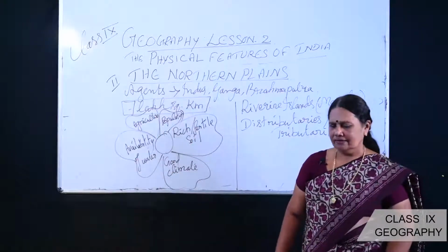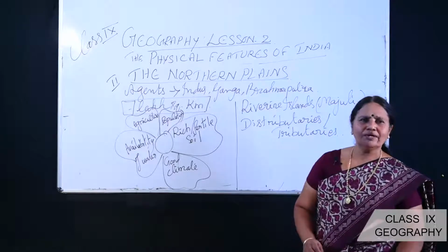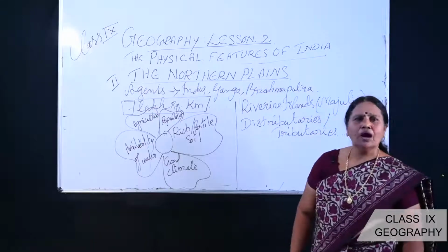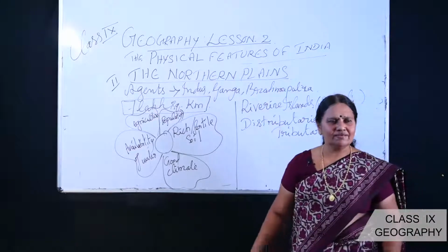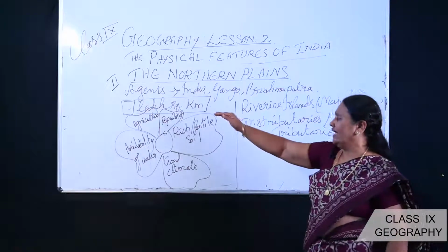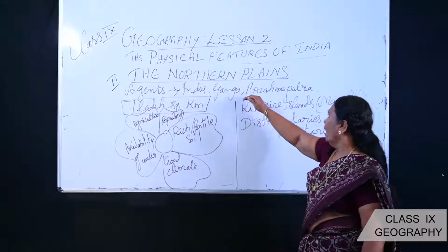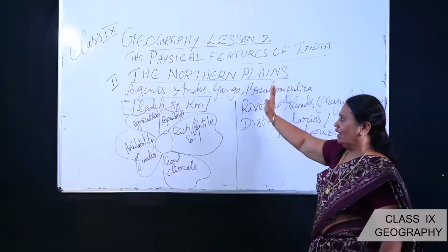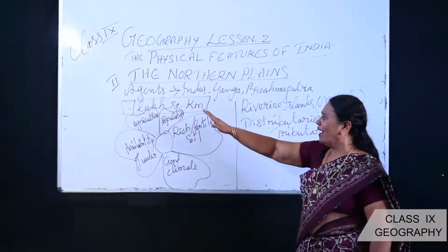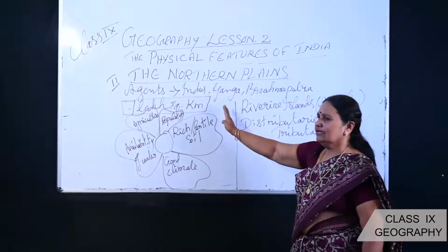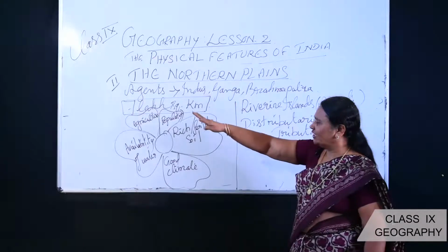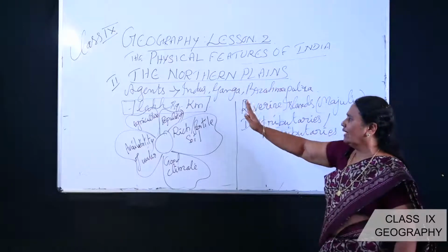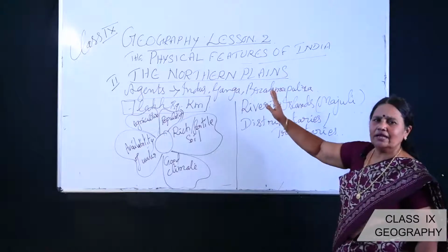Now let us get ready to discuss the second important physical feature of India, namely the great northern plains. How are the northern plains formed? Last class we discussed that the main agents, the rivers Indus, Ganga and Brahmaputra, are the agents through which the northern plains are formed. And what about its area? Just imagine, 7 lakh square kilometers of northern plains stretching from west to east, such a huge arc of land covered by alluvial soil.